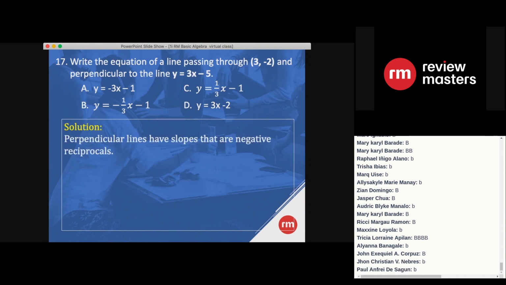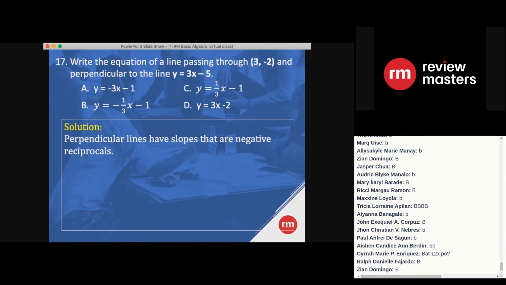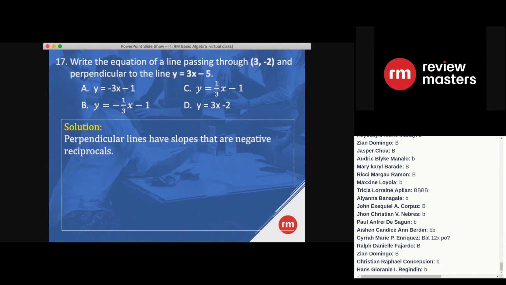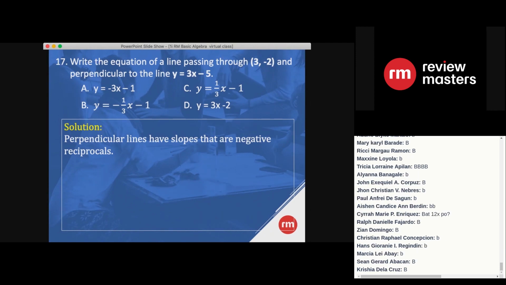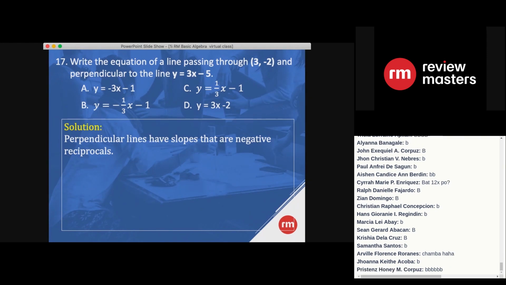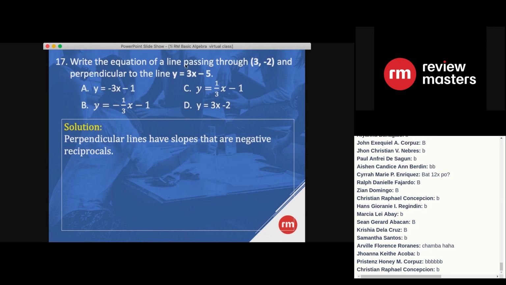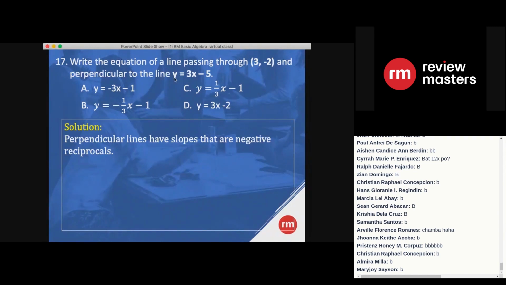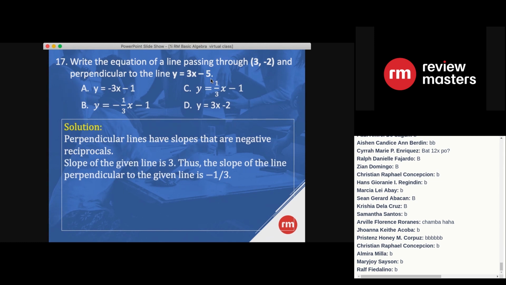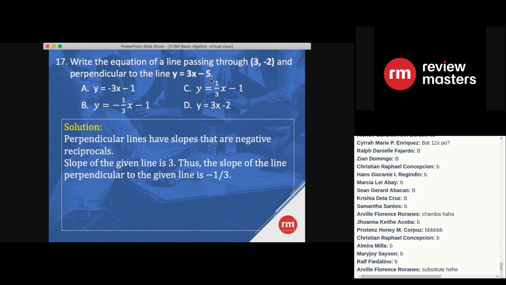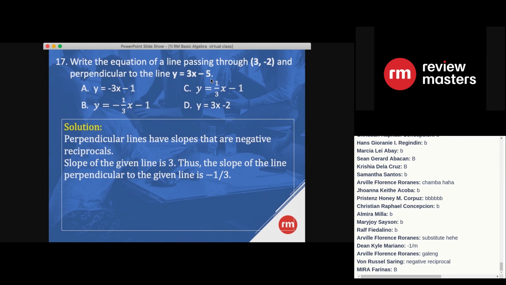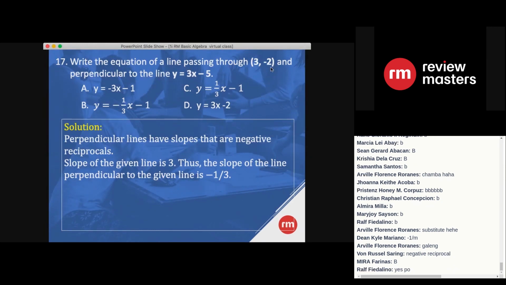First is, the question is, write the equation of the line passing through 3, -2 and perpendicular to the line y is equal to 3x minus 5. May relevance kasi yung slope ng lines sa pagiging parallel nila or perpendicular. Okay. This here, kailangan daw ay perpendicular to y is equal to 3x minus 5. I hope you can still recall yung ating tinatawag na slope-intercept form, which is y is equal to mx plus b. Okay? Yung m doon, which is the coefficient of x, is the slope. So here, the slope is 3.